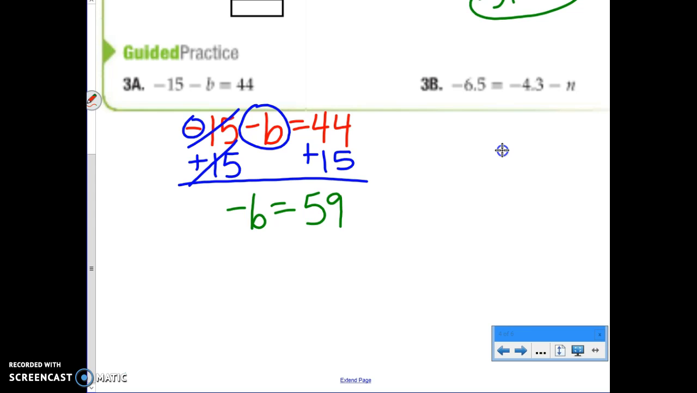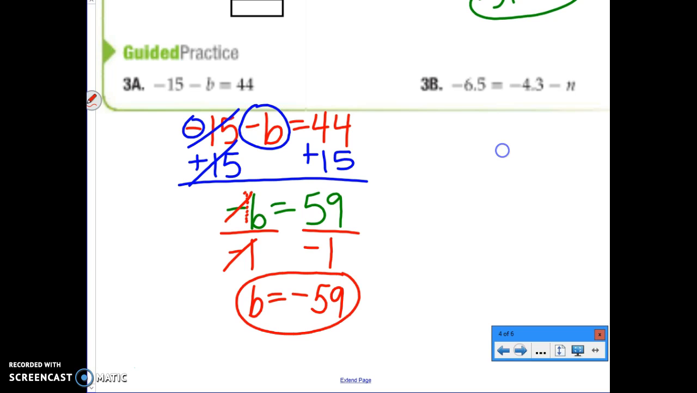Now I can go ahead and understand that, remember, there's a coefficient of 1 directly in front of that b, so I'm really left with negative 1 times b. The opposite of multiplication is division, so I want to divide both sides by everything except for b to balance the equation out, and I'm left with b equals 59 divided by negative 1, which is a negative 59.